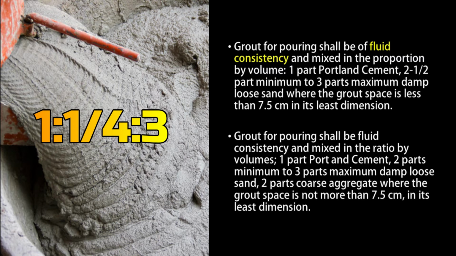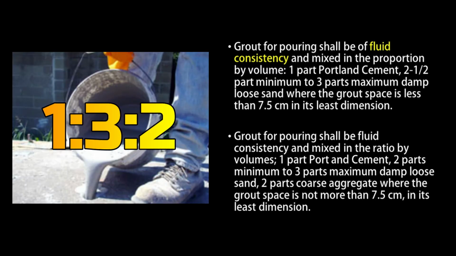Grout for pouring shall be of fluid consistency and mixed in the proportion by volume, 1 part Portland cement, 2 1/2 part minimum to 3 parts maximum damp loose sand, where the grout space is less than 7.5 cm in its least dimension. Grout for pouring shall be fluid consistency and mixed in the ratio by volumes 1 part Portland cement, 2 parts minimum to 3 parts maximum damp loose sand, 2 parts coarse aggregate where the grout space is not more than 7.5 cm in its least dimension.